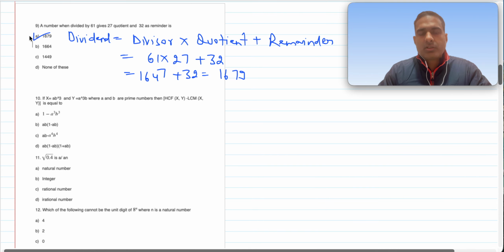So dividend is equal to divisor into quotient plus remainder, and we had to find out the dividend. So divisor was 61, quotient was 27 and remainder was 32. So we multiplied and simplified and we got the answer 1679.